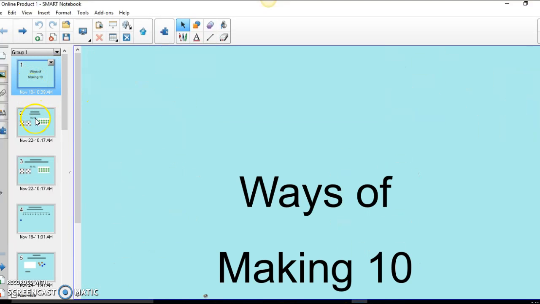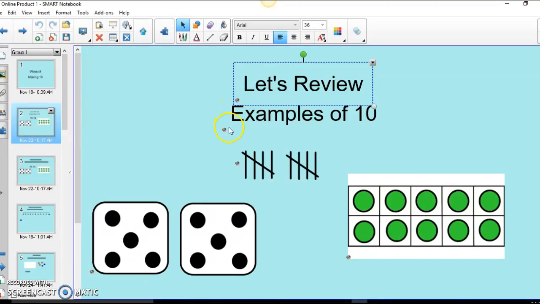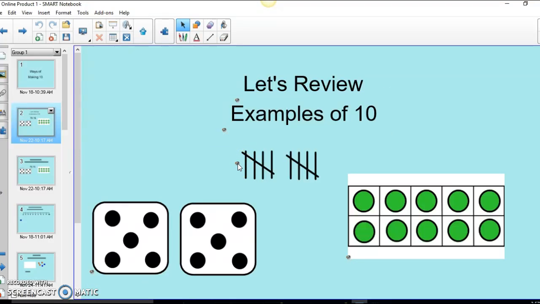Alright, so this is ways of making 10. These are some of the visuals, just visual examples of 10. Each word and phrase and each picture has a little sound icon that you can play. I don't know how well it's going to show up on the video, but let's try it. Let's review. Examples of 10. Let me try this one. 10's frame. Alright, and the reason that those are there is to assist students with visual impairments.